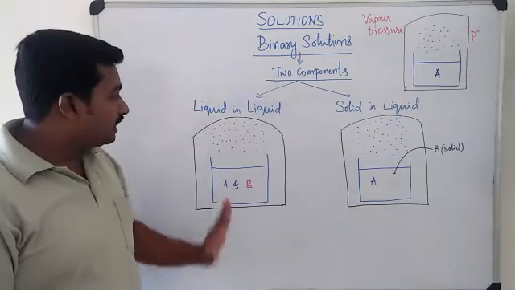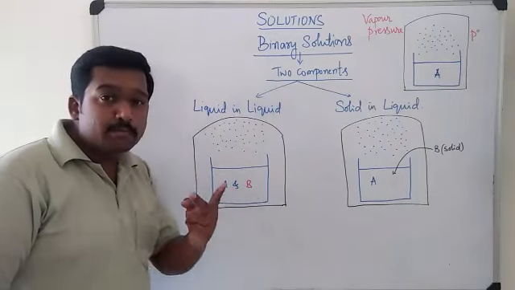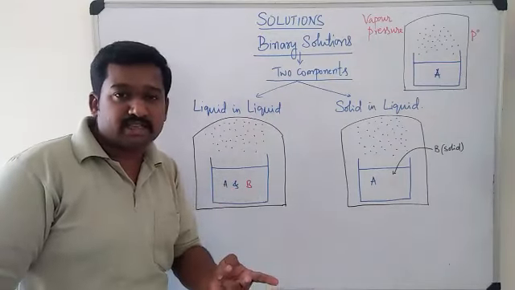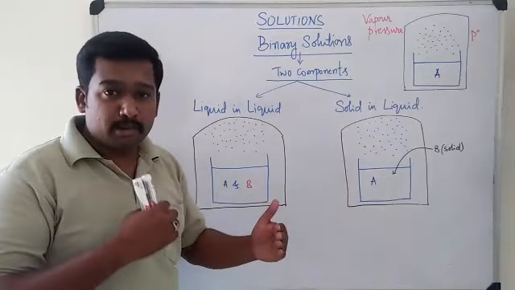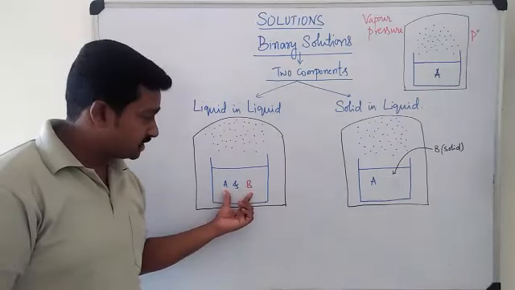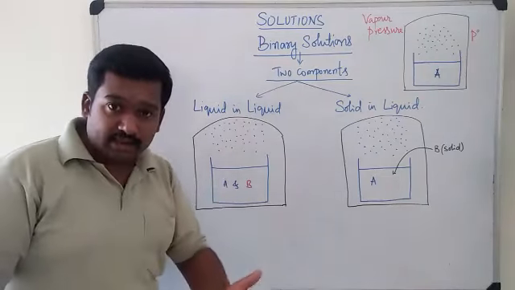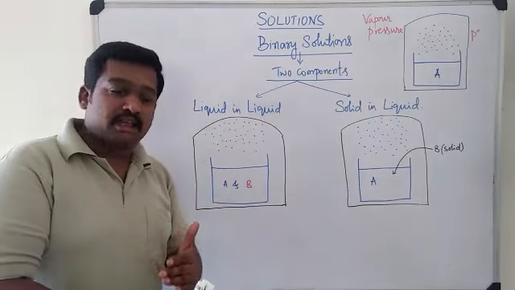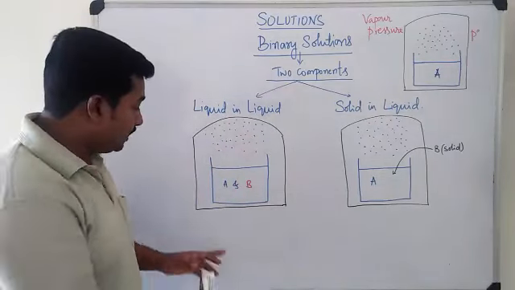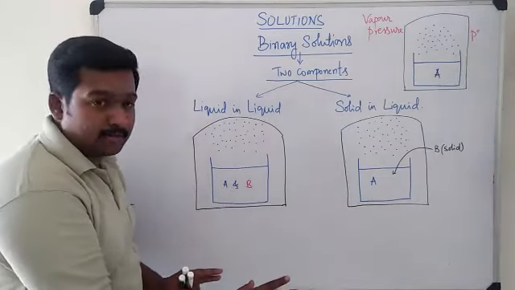Now, liquid in liquid case: there are two liquids A and B. These two are miscible with each other. Miscible, when I say, they uniformly mix. They form a homogeneous mixture. So A and B have formed a homogeneous mixture. Imagine both the liquids are volatile. Volatile means they are highly evaporative. That means in this mixture, both A and B are volatile.